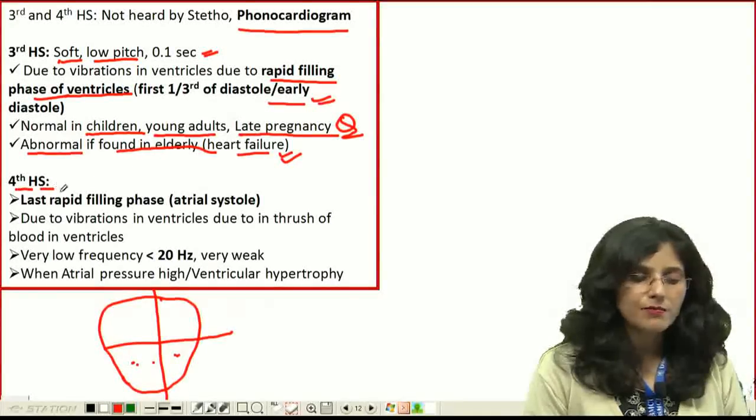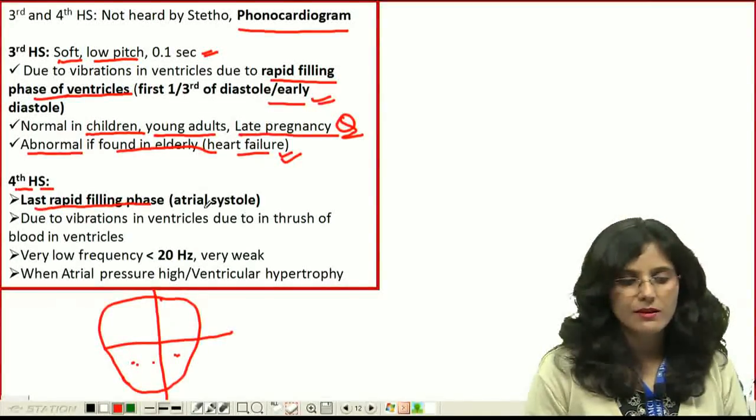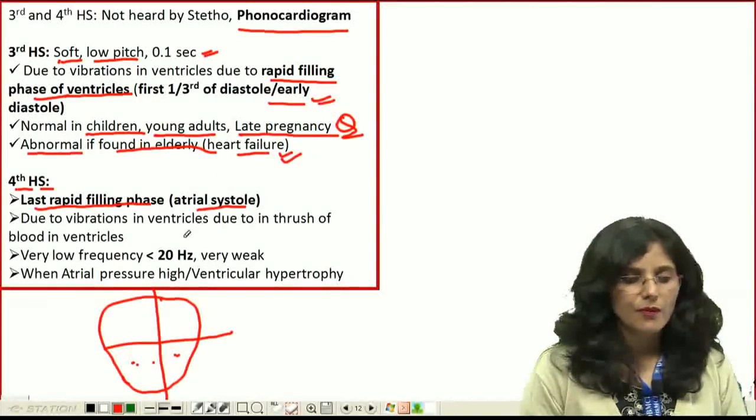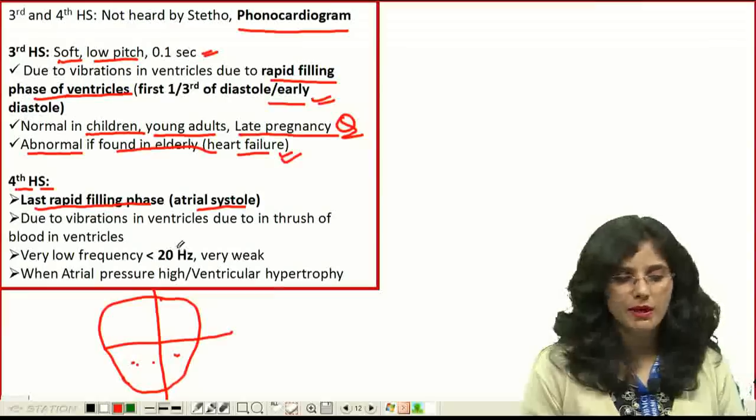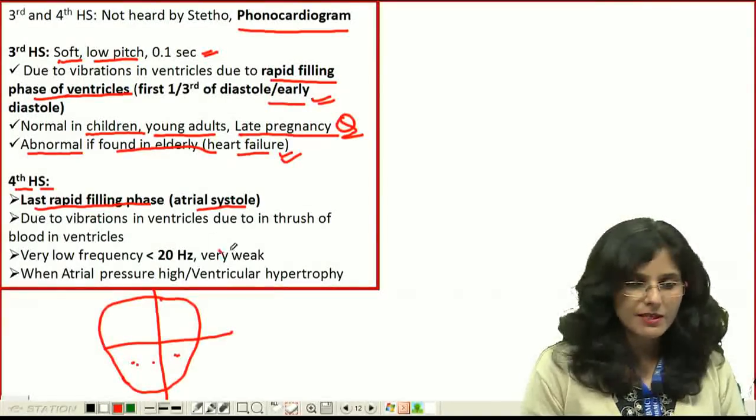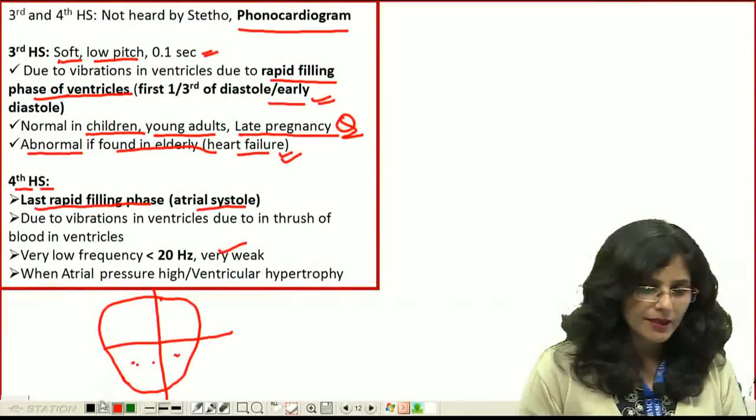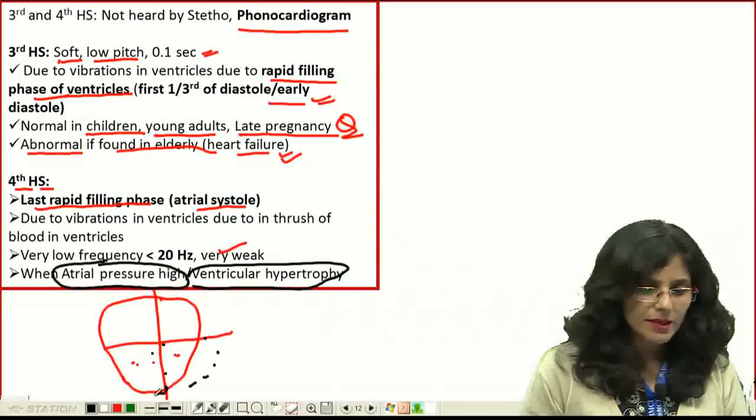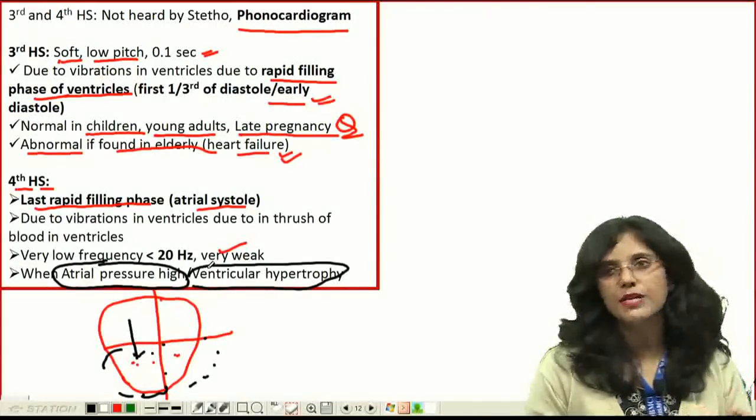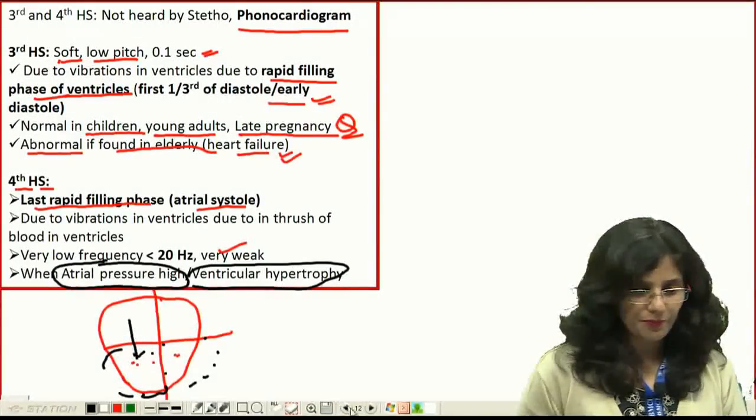Now the fourth heart sound, this is in the late rapid filling phase or atrial systole, and it is also due to the vibrations of the ventricle, due to the inrush of blood into the ventricle. This is a very weak sound, and it can occur when the atrial pressure is very high, or when ventricular hypertrophy is there. Here it is hypertrophy, then this can be the type of sound, or if the atrial pressure is high, then it can be heard here.